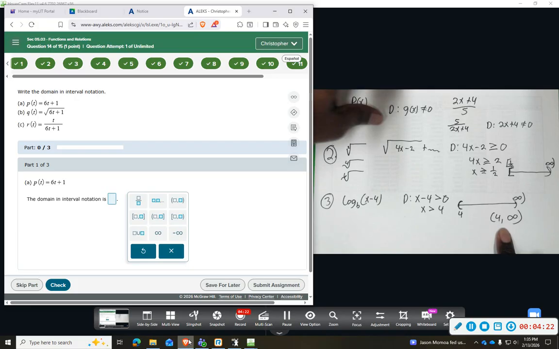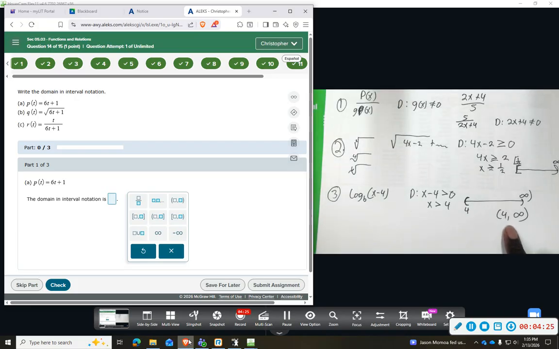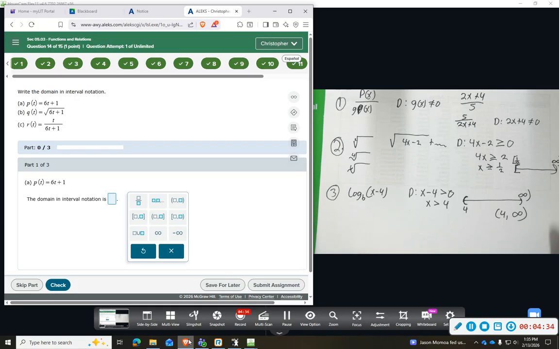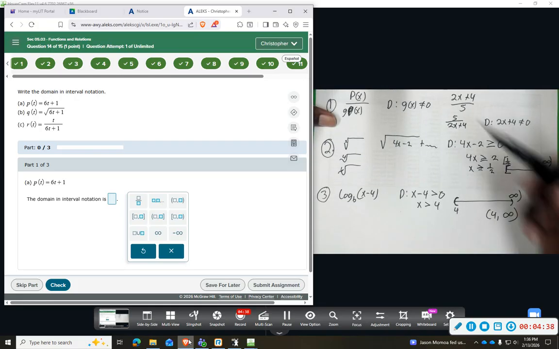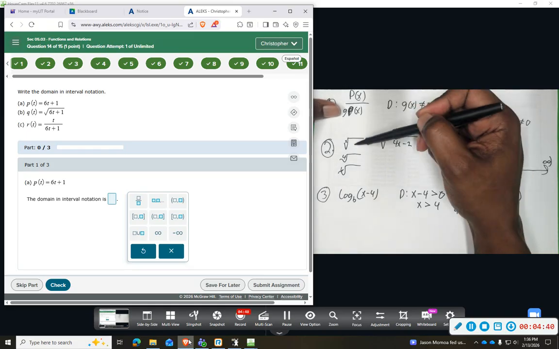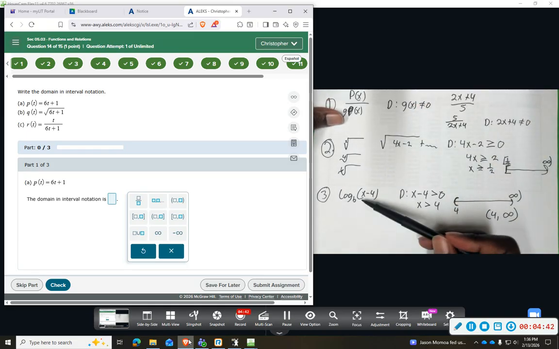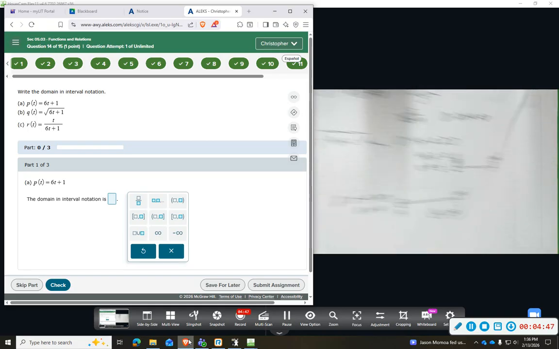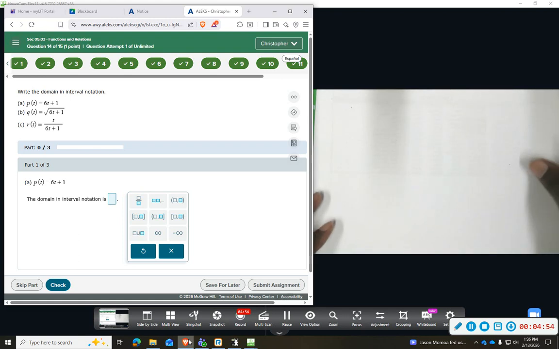So you will have restrictions in 3 scenarios: fraction, even root, log. If you don't have any of these present, your domain is going to be all real numbers. Okay, so that's what you're going to remember. Fraction, we have restrictions. Even root, we have restrictions. Logarithm, we have restrictions. None of these means all real numbers. Okay, so I'm going to put this to the side. We can now answer these questions.